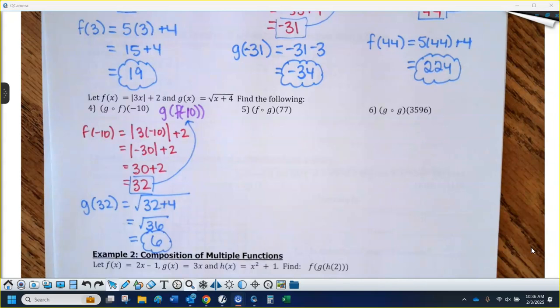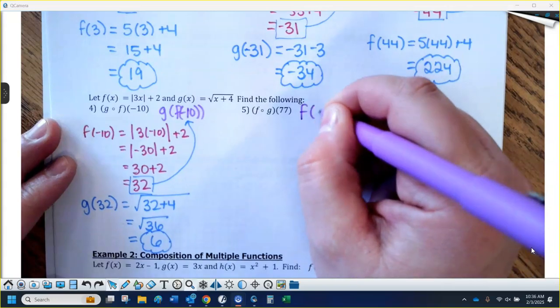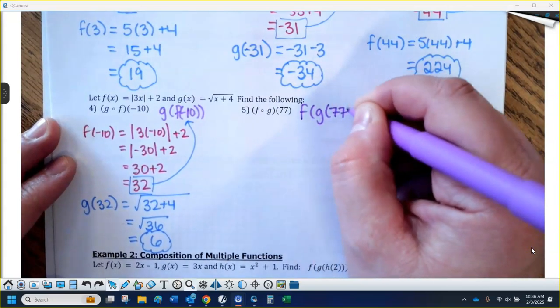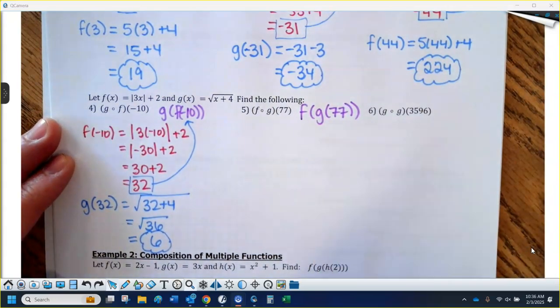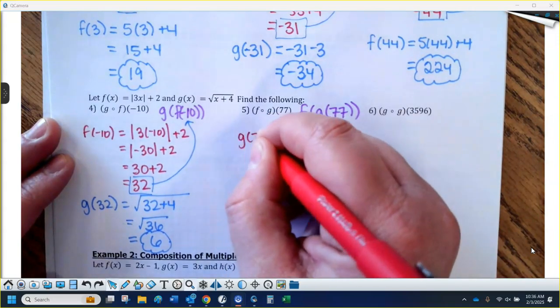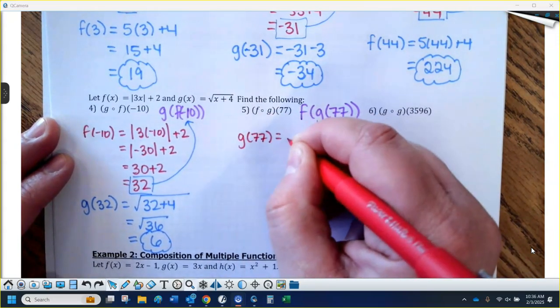Is anybody having a question? Okay, I'm just going to have us practice a couple more and then we'll do kind of a weird one at the bottom of the page. All right, this next one is f of g of 77. So this one we're going to use the g function first. So for g, we're going to plug in 77.